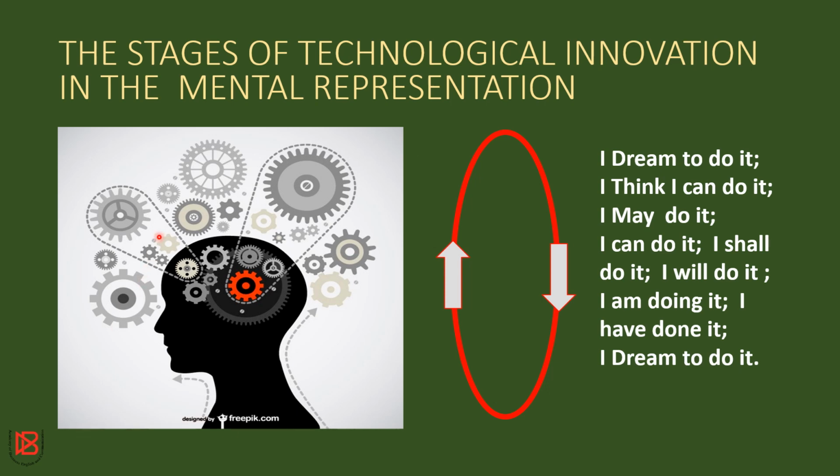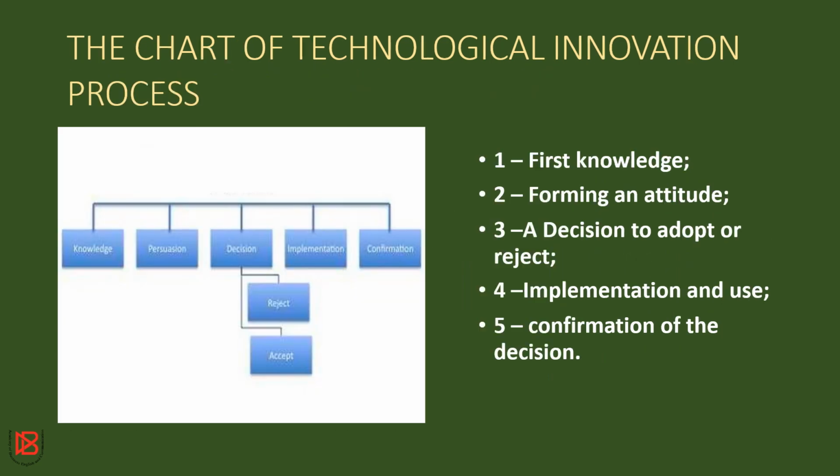Remember, it's a mental representation, and that is how I have depicted the brain for you to understand, with different kinds of pulleys and levers working around it. If you say I dream to do it, you think you can do it and may actually go about doing it. But the fact is, when you say I can do it, I shall do it, I will do it, I am doing it, and I'm done with it. So that is what dreaming is all about. This is what we all aspire to be, in the face of the mental representation of technological innovation.